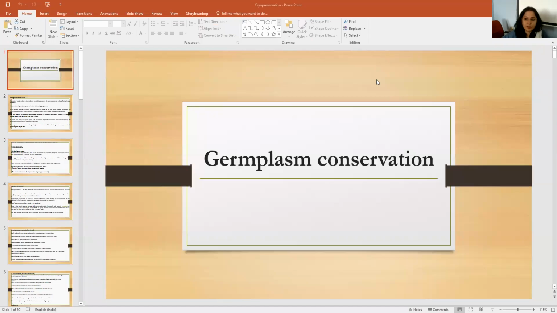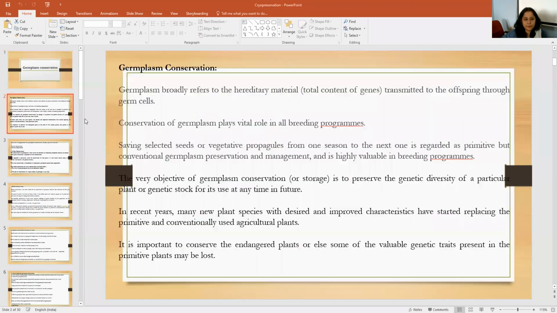Dear students, today I'll be talking about germplasm conservation. Now, germplasm broadly refers to the hereditary material transmitted to the offspring. Conservation of germplasm plays an important role in all breeding programs.